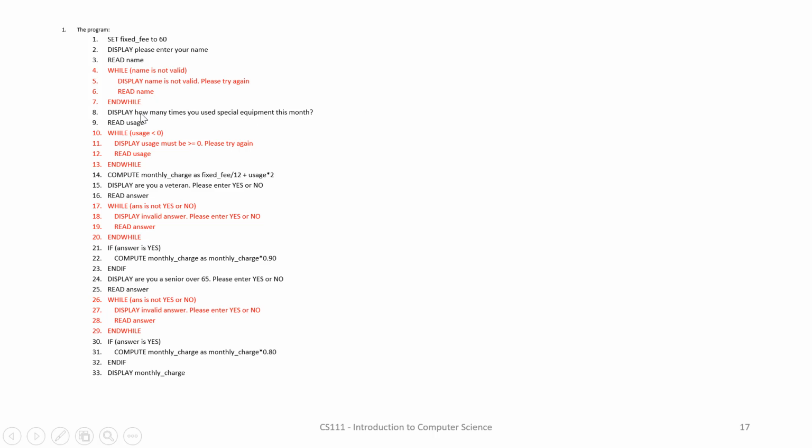Then we ask the next question, display how many times you use the special equipment. So in this case, we read the usage and then we look at the usage. If usage is less than 0, we know it's an incorrect input. So we display a message and go back to it. So similarly, we ask for all the things, and then you can see that once I get all of those things, we compute the monthly charge as the fixed fee divided by 12 plus usage.